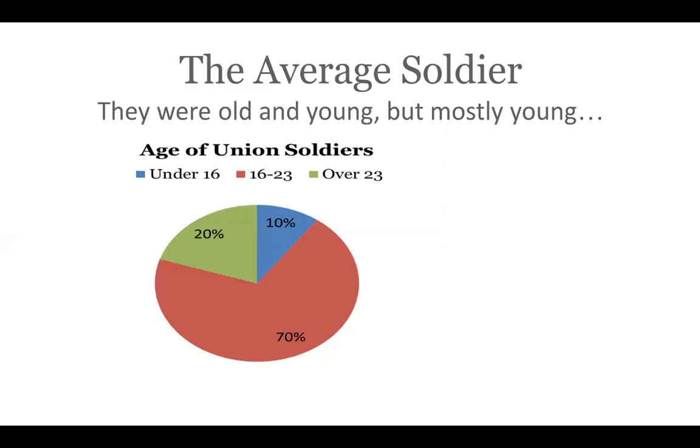So using a pie chart here, I walk them through each slice of this pie. The largest slice you have, that 70%, are between the age of 16 and 23, which is, of course, extremely young. The average age of the soldiers fighting in the Civil War was 19. So very much on the young side. It should be noted too that they actually weren't supposed to be in the war if they were under the age of 16, but a lot of them would lie about their age so that they could fight.